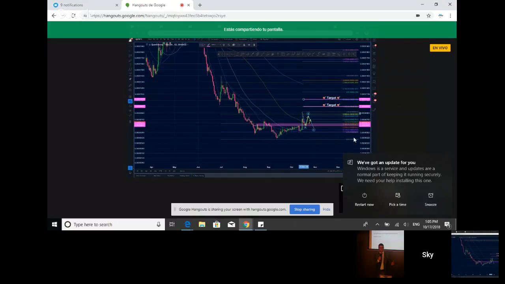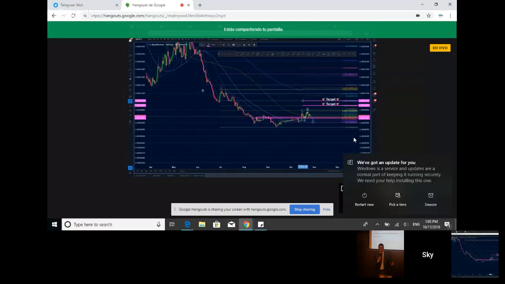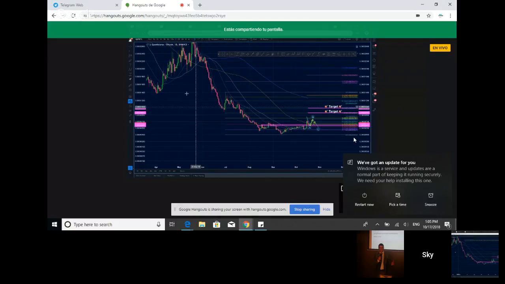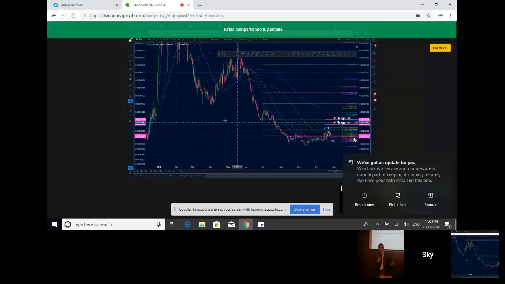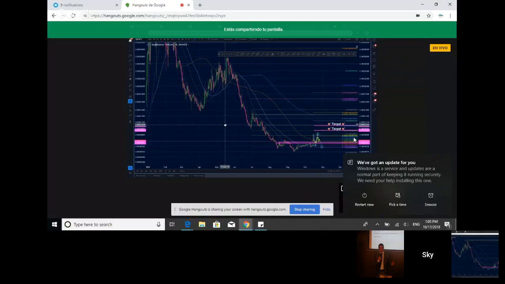So for me, this is the highest target for this year. Maybe in 2019 we will see another bull run. I don't know where it will be or when it will be. If we are going to see the bull run again, these targets should be upgraded to maybe higher targets. So for now, these two targets are good for Quantstamp.